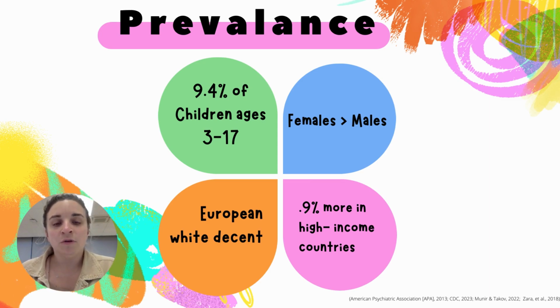Individuals of European white descent are more prone to getting generalized anxiety disorder compared to those who are not white. This is suggesting that non-white backgrounds may exhibit greater resilience towards adverse childhood experiences compared to their white counterparts. However, it could alternatively imply that parents tend to underreport anxiety levels, possibly influenced by stigma and cultural concerns and things of that nature. Lastly, 0.9% more prevalent in higher income countries.